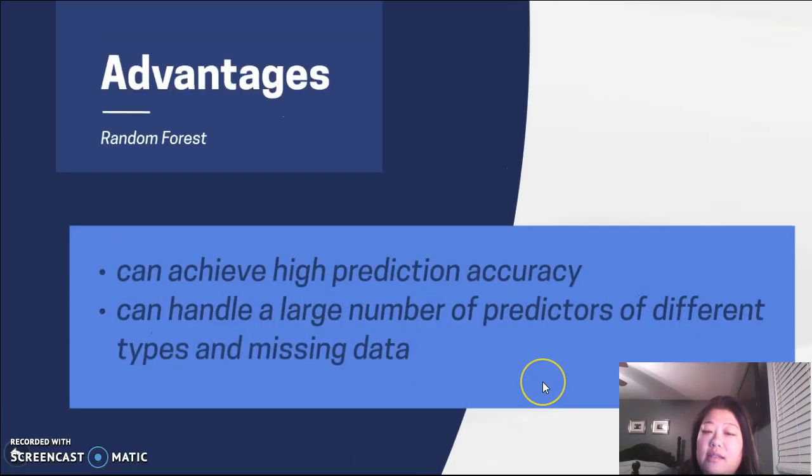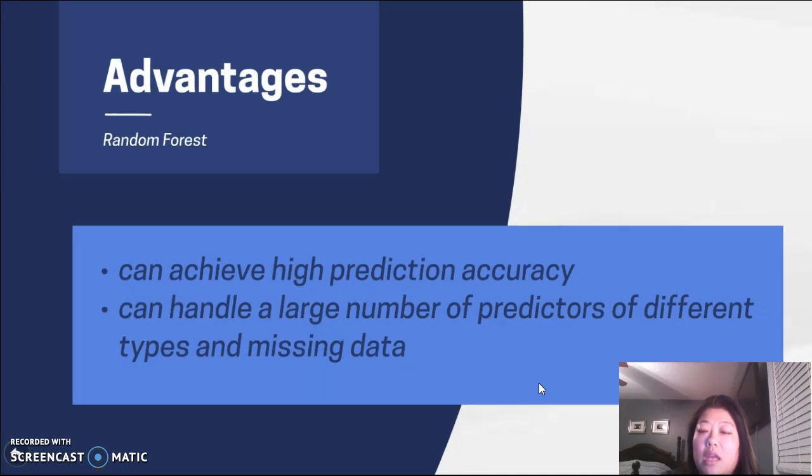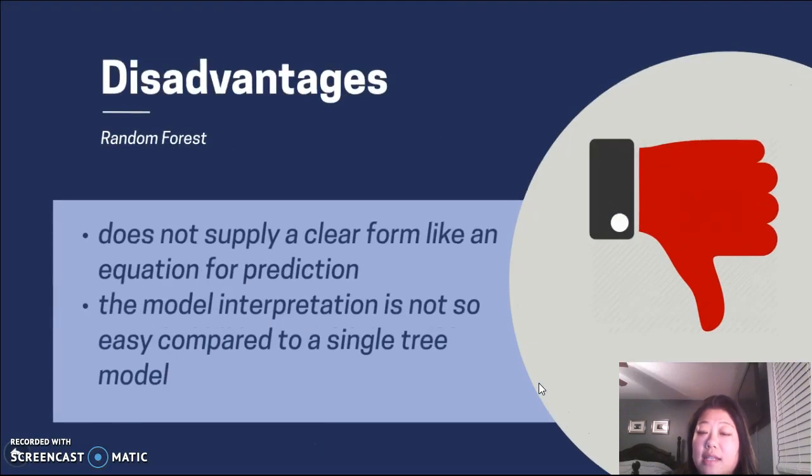The advantages of random forest is it can achieve high prediction accuracy and can handle a large number of predictors of different types and missing data. The drawback of random forest is that it does not supply a clear form like an equation for prediction, and the model interpretation is not so easy compared to a single tree model.